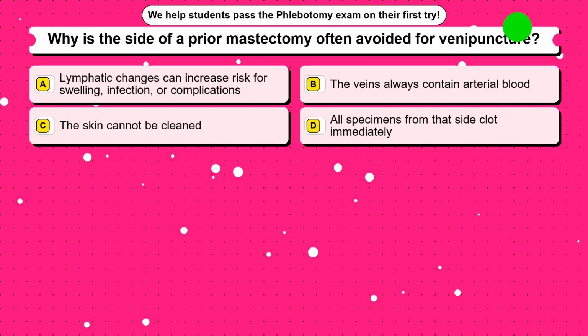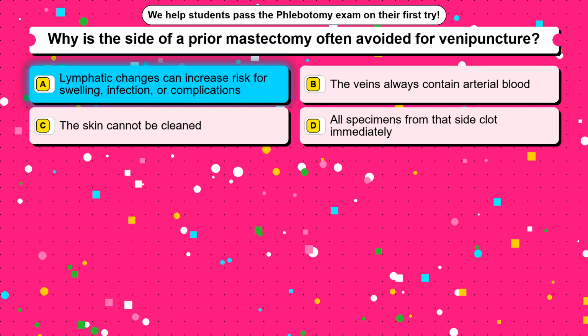Question 41. Why is the site of a prior mastectomy often avoided for venipuncture? Option A. Lymphatic changes can increase risk for swelling, infection, or complications. Option B. The veins always contain arterial blood. Option C. The skin cannot be cleaned. Option D. All specimens from that side clot immediately.